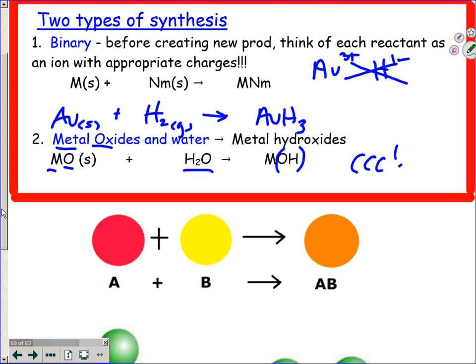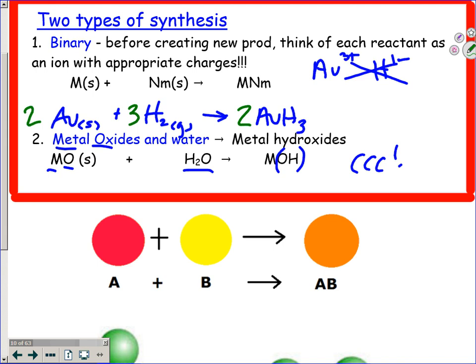Now balance it. Put 2 in front of gold, and then a 3 in front of hydrogen, and then 2 in front of the product. So the 2 times the 3 gives me 6 hydrogens. There's 6 hydrogens, 2 golds, and 2 golds. All right, I'll do another one in a second.